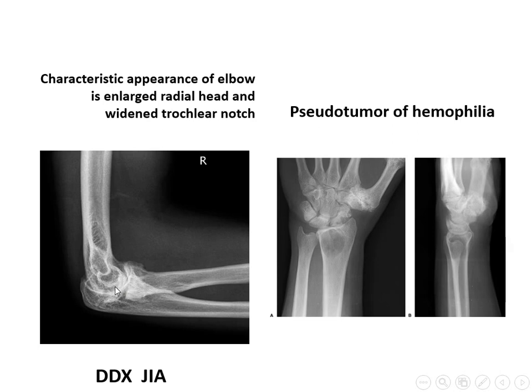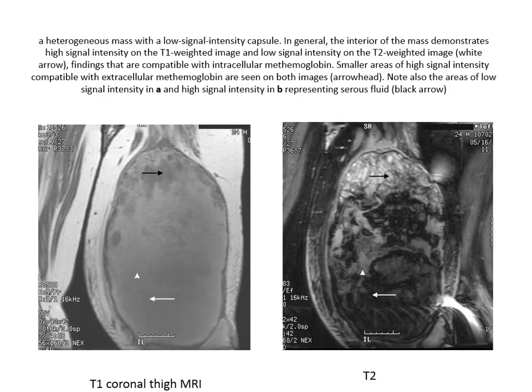The part of the ulna looks C shaped. This is the trochlear notch, so it's large, and the radial head is also large. So the differential diagnosis mainly will be hemophilia and juvenile idiopathic arthritis.